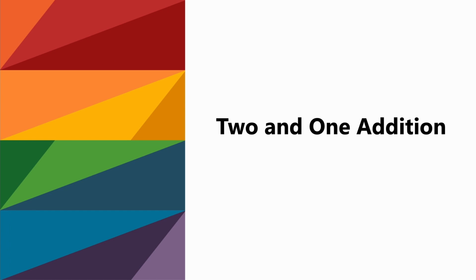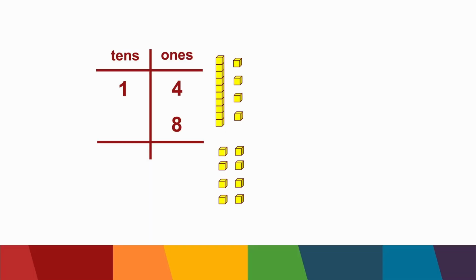Two and one addition. Here we have a problem, 14 plus 8. For purposes of helping you understand how to do these type of problems, I wrote out tens and ones on the very top of the numbers. Usually you don't have that, or the bar underneath that. And I also put the cube so you could actually see the numbers we're working with. We have a unit of 10 and 4, and below we have 8 single cubes.